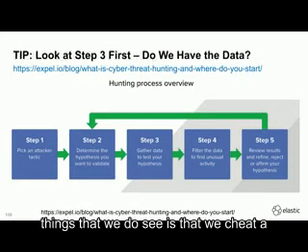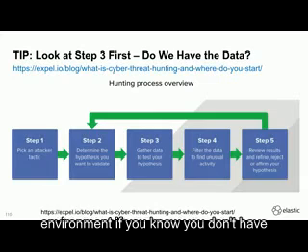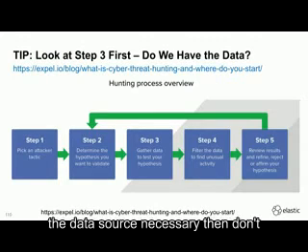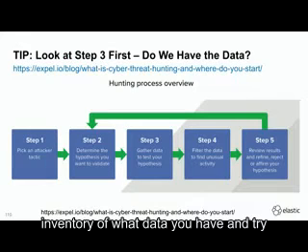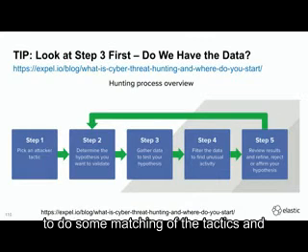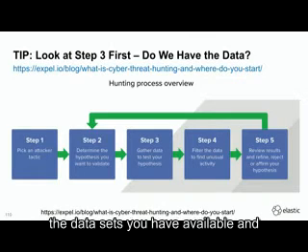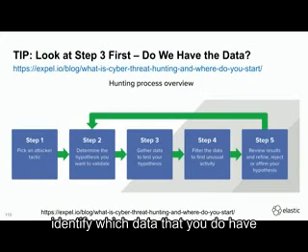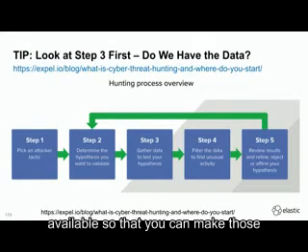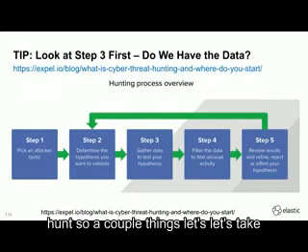And one of the things that we do see is that we cheat a little bit. A lot of times in the Elastic environment, if you know you don't have the data source necessary, then don't start down the path. Look first, take an inventory of what data you have, and try to do some matching of the tactics and techniques that you're looking for with the data set you have available. And again, ECS is going to be wonderfully efficient and helpful here to help you identify which data you do have available so that you can make those smart decisions when you're starting the hunt.